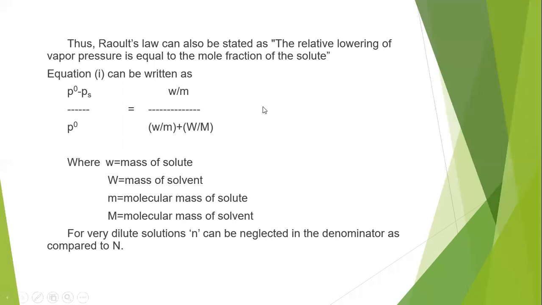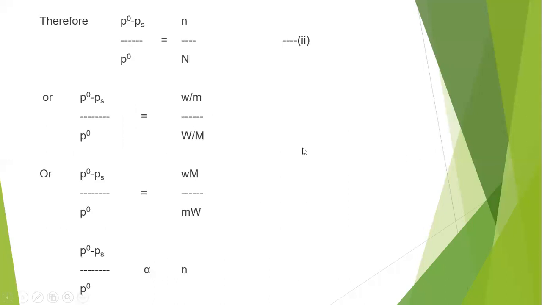We can consider only capital N. So now the equation turns into (P0 minus Ps) by P0 equals small n by capital N. That is the second equation. Actually, small n by capital N plus small n is the relative lowering of vapor pressure, equal to the mole fraction of the solute. But for very dilute solutions, the number of moles of a solute is almost negligible compared to the number of moles of the solvent, so in the denominator we simply leave out the small n value. It is very less than 1.